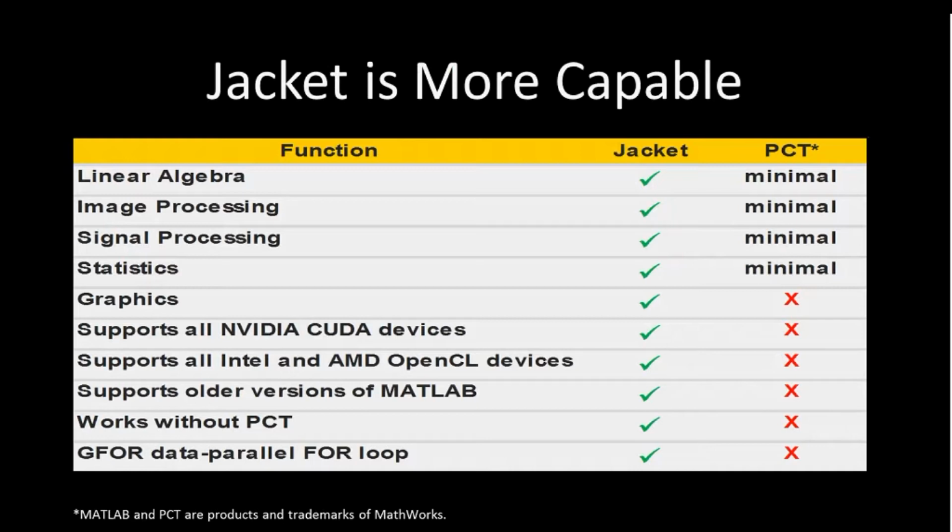Jacket also has support for a full set of linear algebra, image processing, signal processing, statistics, graphics, and supports all CUDA devices. As I mentioned, it has a beta version for Intel and AMD. It supports older versions of MATLAB and, of course, works without the PCT and has that G4 data parallel for loop.